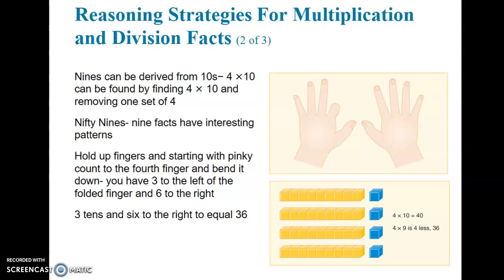Also, the sum of the two digits in the product equals 9. 7 times 9 equals 63. The tens digit is 1 less than 7. 6 plus 3 is 9.